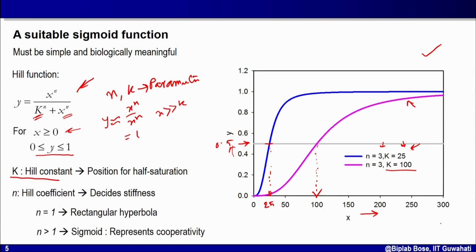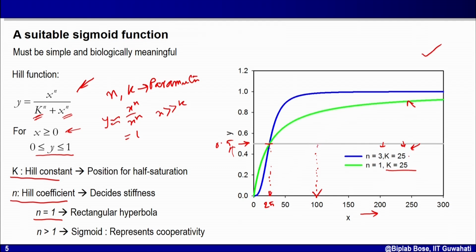N is an interesting parameter. N is called the Hill coefficient, and it decides how stiff this S-type figure, this sigmoid curve, would be. If you take n equal to 1, I don't get much stiffness. I get a rectangular hyperbola type thing. Let us take the value of n. What I have done here, remember k is the same in both the curves. That is 25, so half saturation is at 25. But in blue n is 3 and in the green one n is 1.